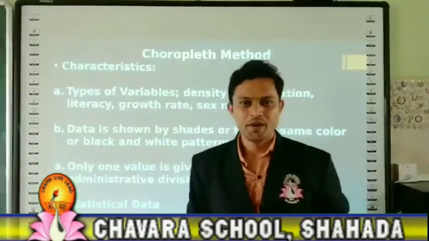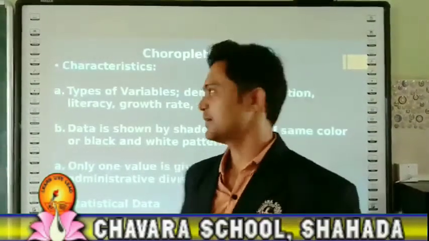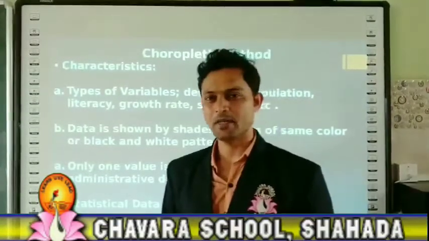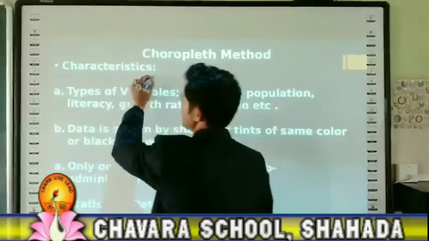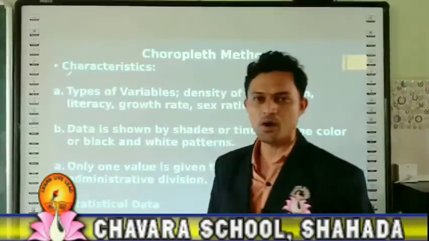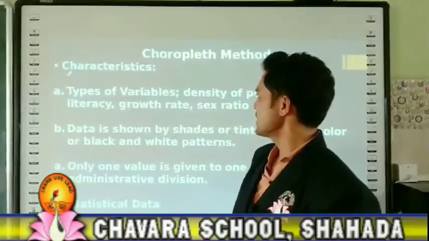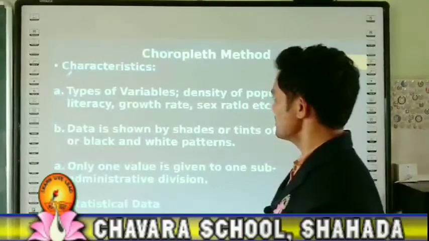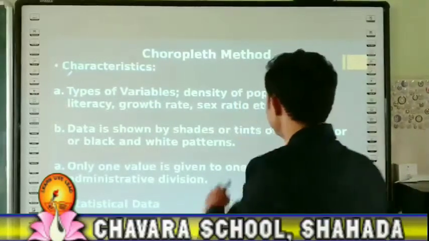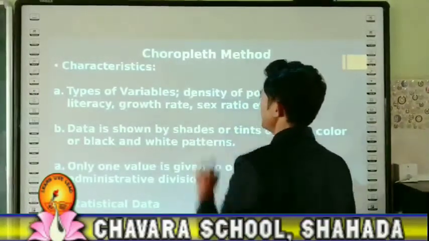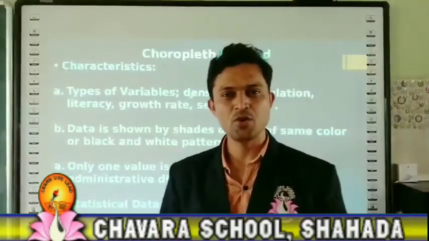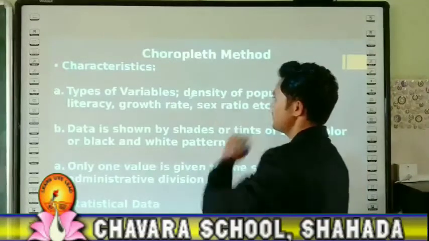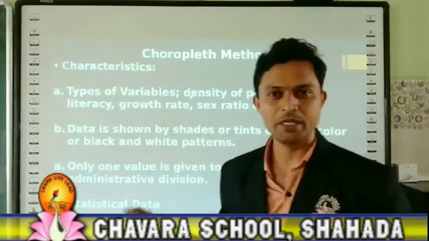Okay, so we have another method, it's the Choropleth method. So let's see how to prepare the distributional map using the Choropleth method. This method also has some characteristics. Like we have seen in the dot method, different types of variables can be shown using the dot method. Here also we use this method of distributional map to show variables like density of population. Remember, the distribution of a population can be shown using the dot method, but if we want to show the density of a population, we should use the Choropleth method.